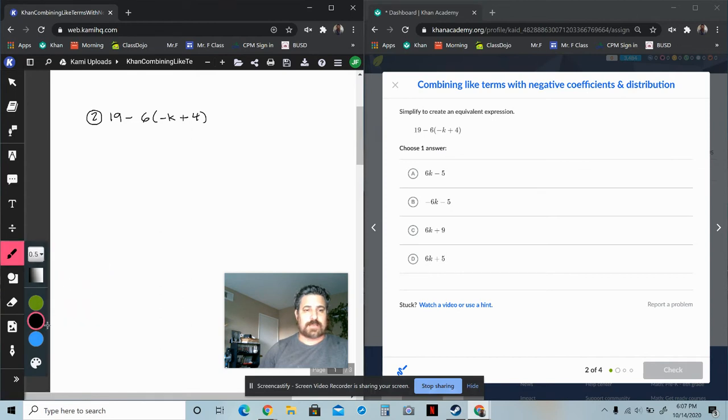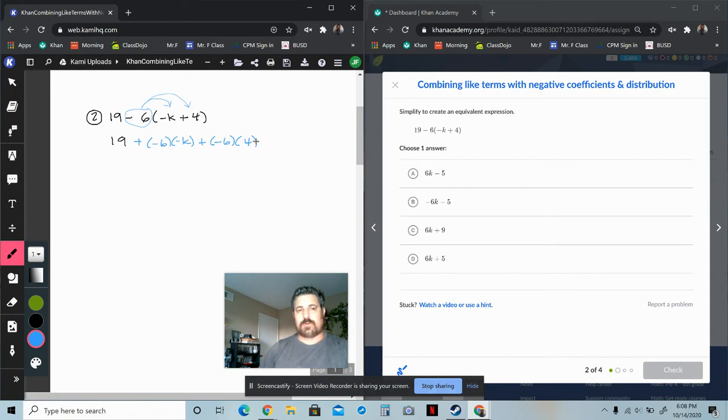So let's investigate that by distributing. Remember, you're multiplying through by this negative 6. So that's the rainbow you should draw. Circle that negative in front of it and multiply through the parentheses. There's your distributive property. So what does this really mean? Well, it means that you have 19 and you are taking away, or if you want to just keep it consistent, adding negative 6 times negative k. And then you are adding negative 6 times positive 4.